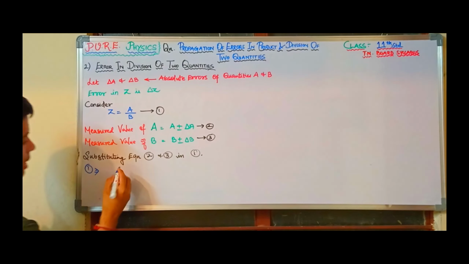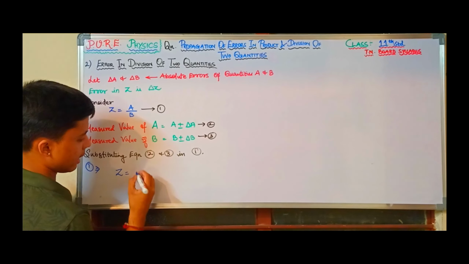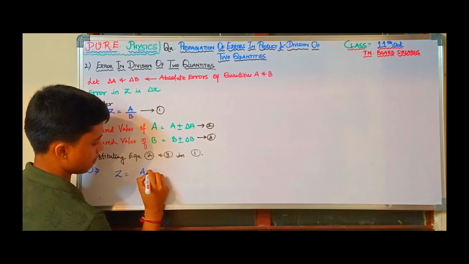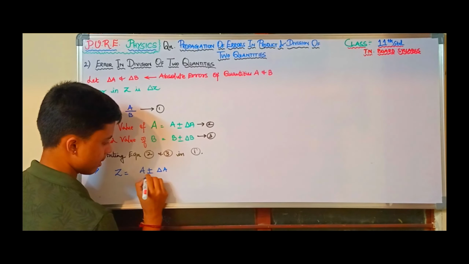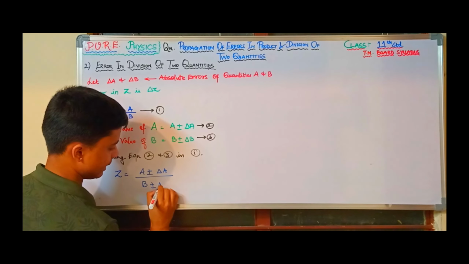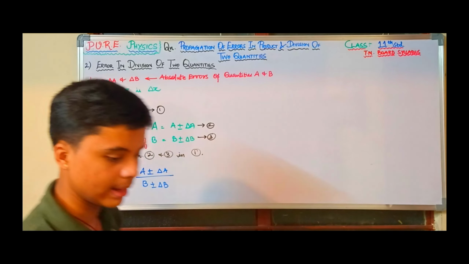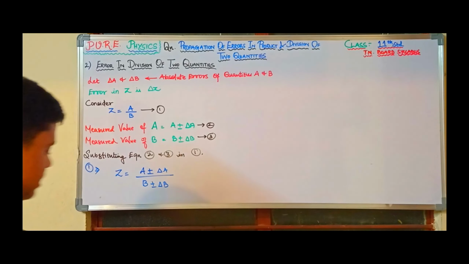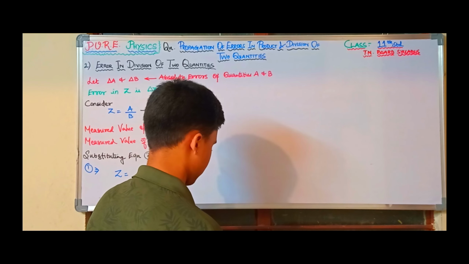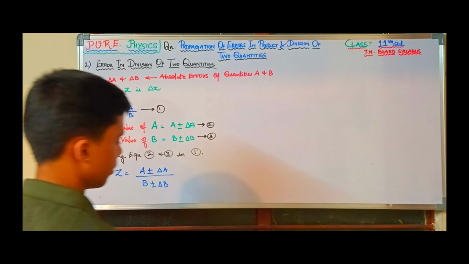So in the place of Z, I'm going to substitute A by B, and in the place of A, I'm going to substitute A plus or minus delta A, by B plus or minus delta B. So this will be my starting step. For the following steps, I'm going to draw a line so that I can divide the board into two halves.